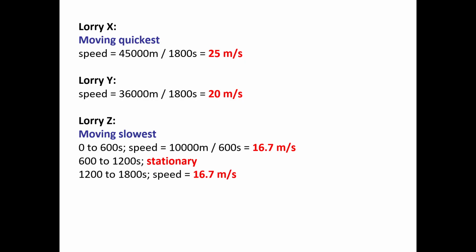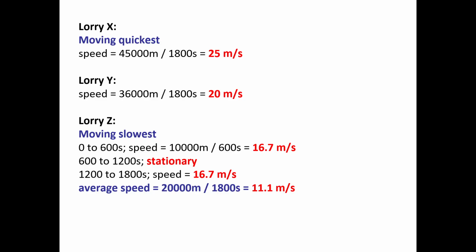And then from 1200 to 1800 seconds, it's going again at 16.7. So overall, it's the slowest, okay? But you could work out a third speed there. This is where the term average is important, okay? The average speed of Lorry Z is even slower because that takes into account the region when it was stationary.